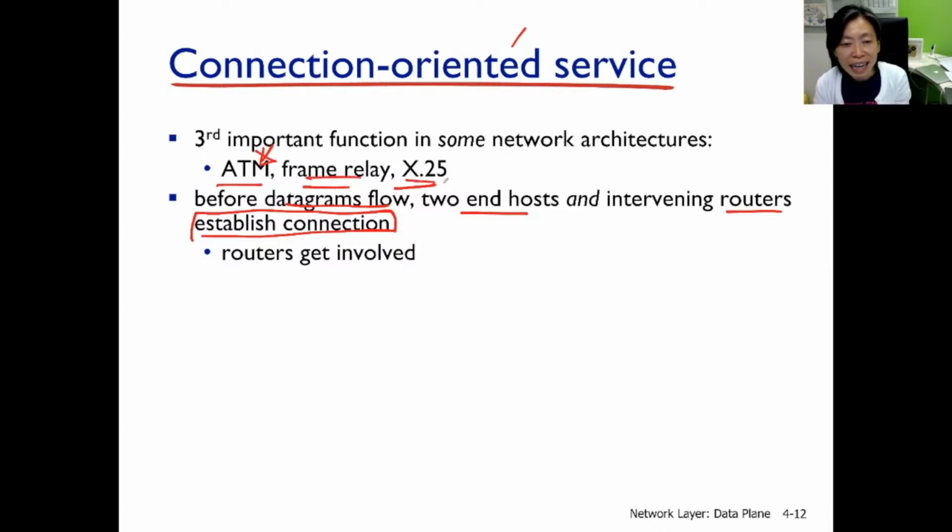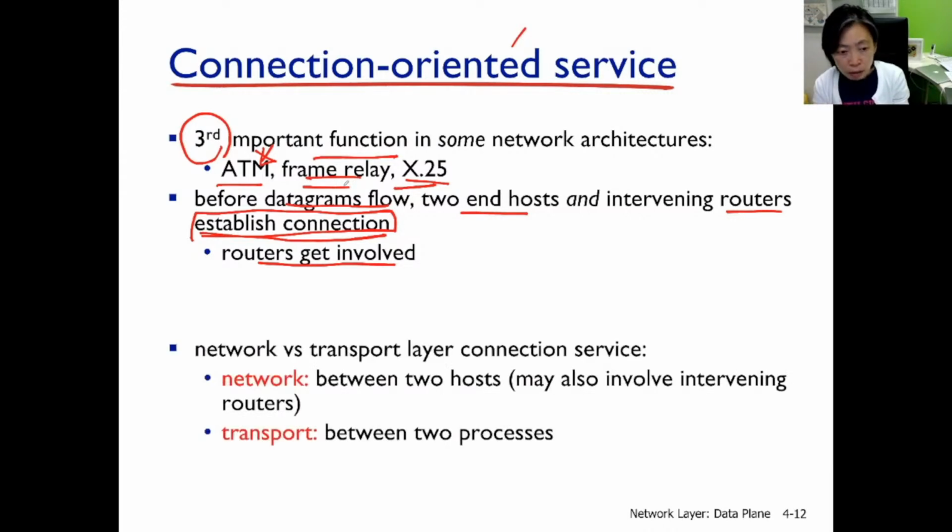Now, frame relay, X.25, these are just too old. But these are examples of connection-oriented network layer service. Now, to establish such a connection will involve routers, and the involvement is actually quite deep. It's complicated enough. It's the third important function in these systems, on top of routing and forwarding. Now, one last bit I want to talk about is this.